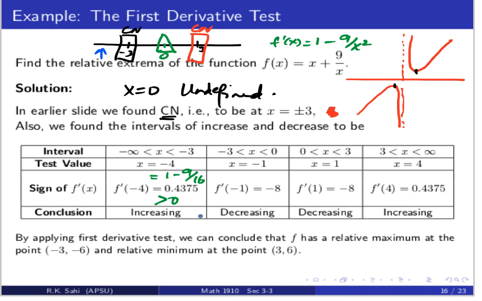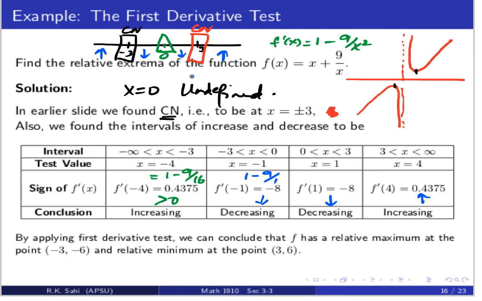Then from -3 to 0, the function is decreasing. In other words, f prime there is 1 minus 9 over 1, which is basically -8. The function is decreasing. Again, the same thing happens from 0 to 3: the function is decreasing. And then the function increases.